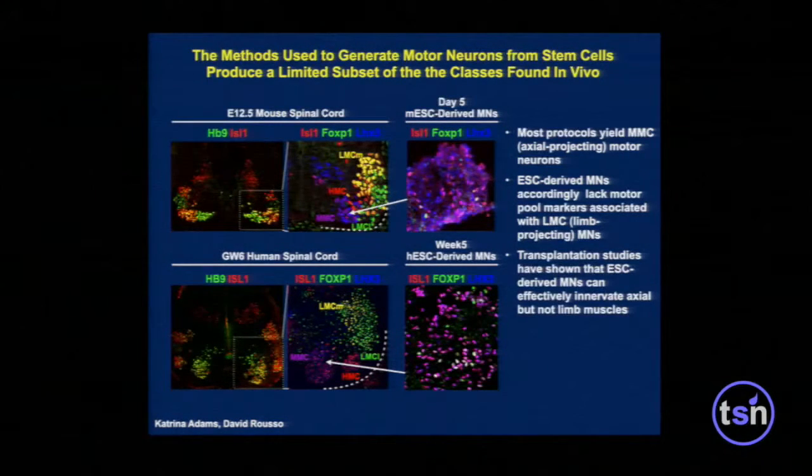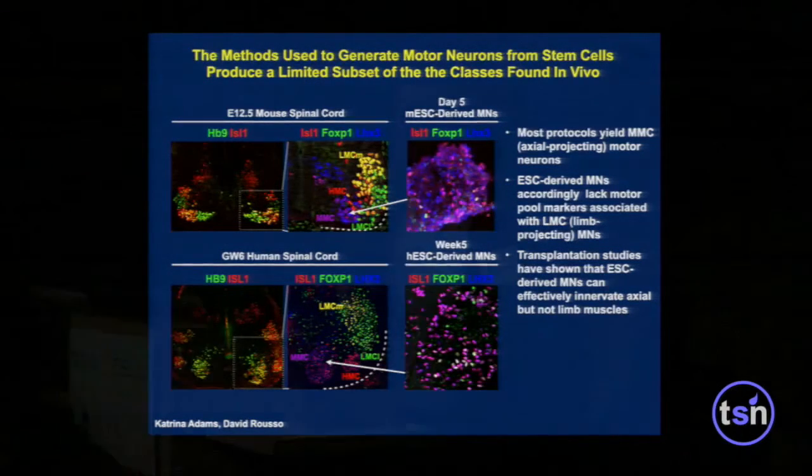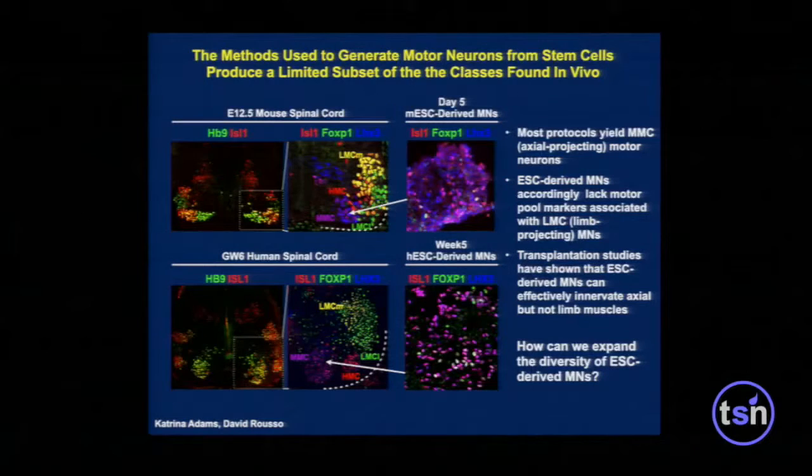People have gone on further to show that if you transplant these embryonic stem cell-derived motor neurons into, say, a developing chicken spinal cord, there are preferences in what these motor neurons will innervate. They tend to innervate the axial muscles. They do not innervate the limb muscles very well. So one of the things that we're trying to get at is how we can expand this diversity using some of the transcriptional programming approaches. I'm going to walk through some of the experiments that we've done, to show you that this is a viable approach, and that it actually makes a difference to the motor neuron and what it can do.